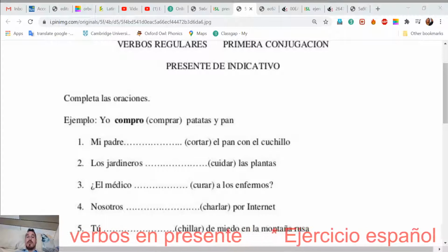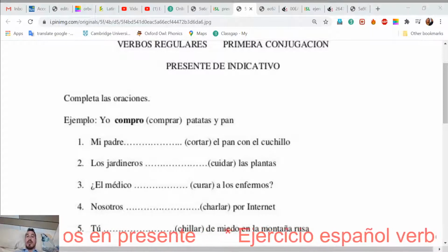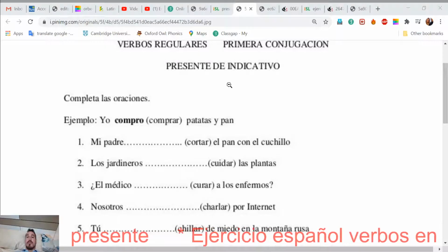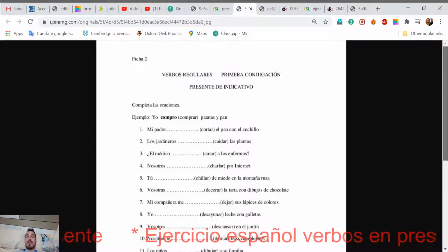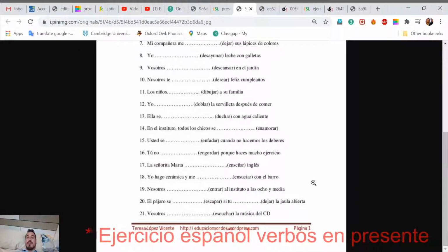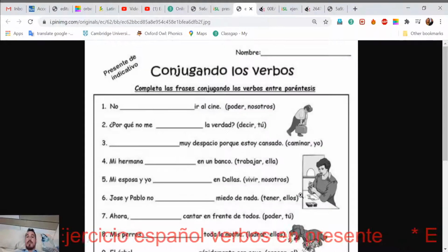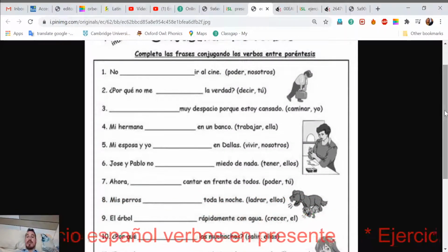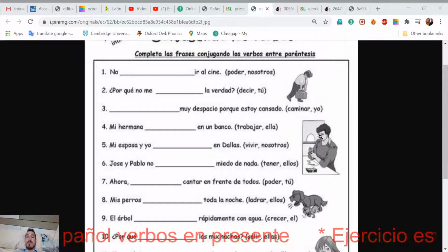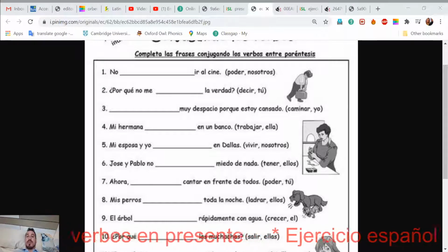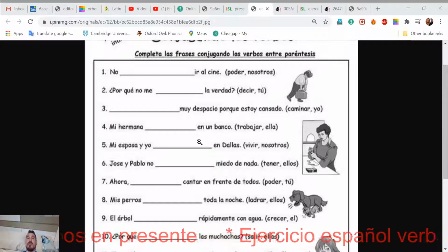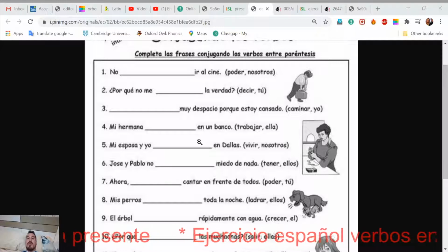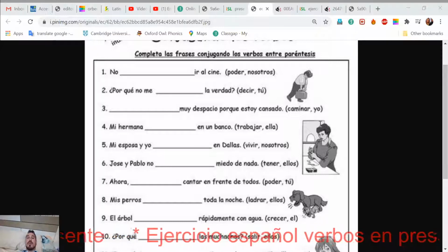Los jardineros cuidan las plantas. So these are regular verbs. I'm gonna skip this one because I think it's just too easy. So I'm gonna do this one, which is a regular one. No podemos ir al cine. We can't go to the cinema.